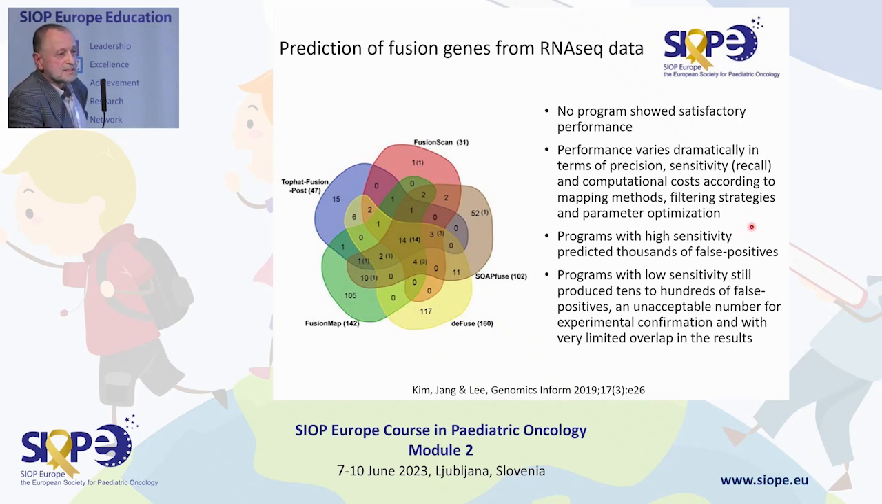Programs with a high sensitivity predict thousands of false positives. And programs with low sensitivity still produce tens to hundreds of false positives, an unacceptable number for experimental confirmation, and with very limited overlap in the results.